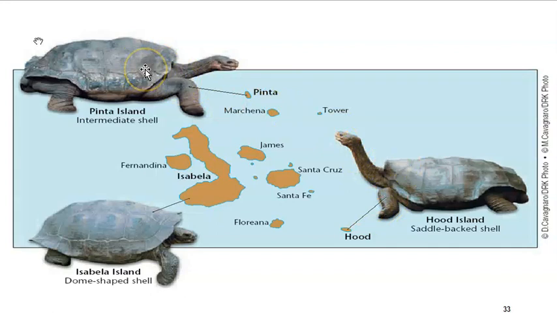Pinta kind of had an intermediate shell, and then Isabella had this huge dome shell. And so that really helped Darwin form his theory that all these tortoises, if one made it to the islands from the mainland in various ways that could happen, evolved and adapted to their environments.